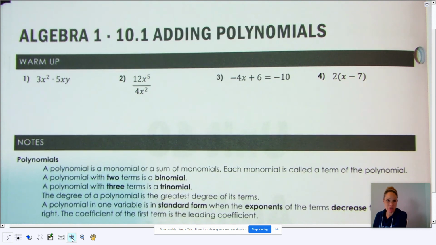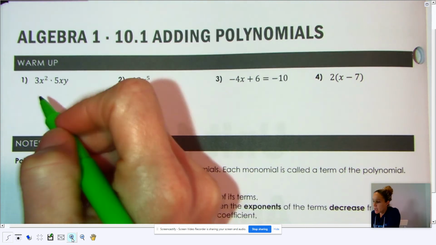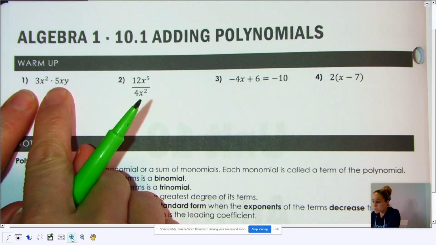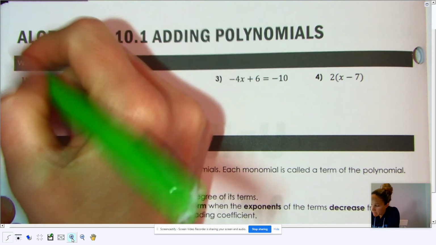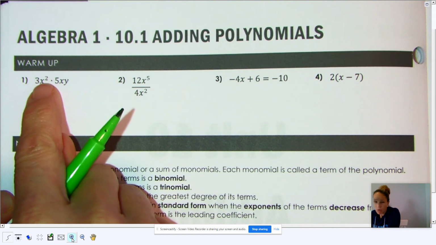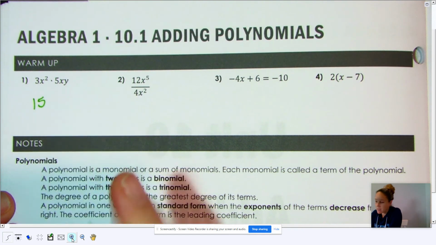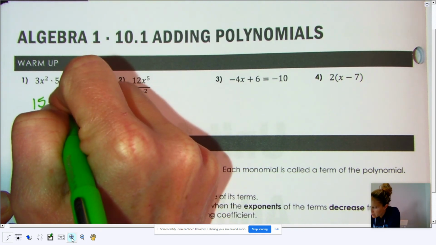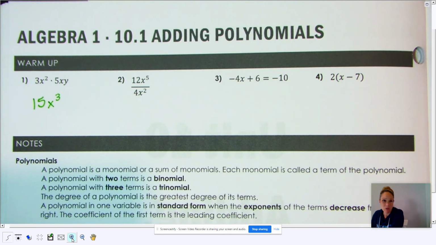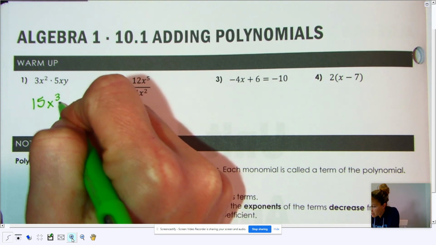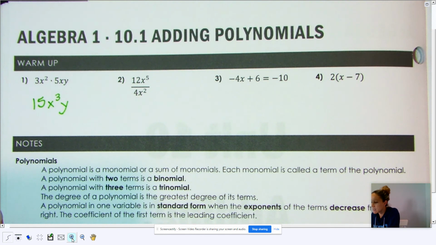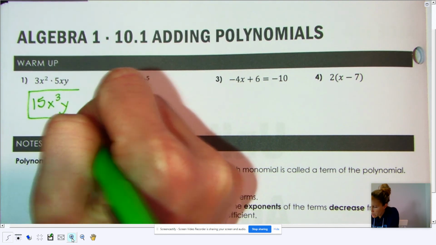So just as a reminder from our last chapter, we're going to go ahead and multiply the big numbers here and get 15. Then we're going to say if we have two x's and one more x, then altogether we have three x's that are being multiplied by themselves. So we use exponent 3. We've got one y there, so we just leave that at the end. And that is our answer for the first one.